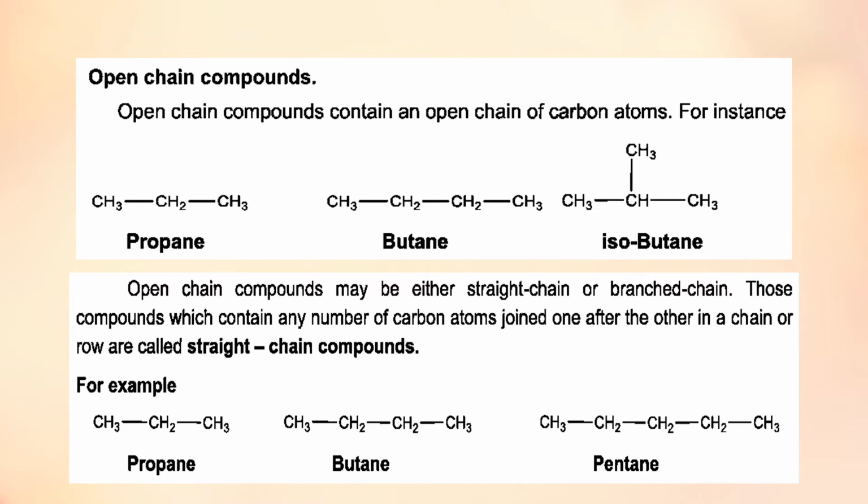These are further divided into two types. One are the branched chain compounds and second are the straight chain compounds. The compounds which contain any number of carbon atoms joined one after the other in the form of a chain, in the form of a row, are called the straight chain compounds. Here propane, butane, pentane, you can see this example here. They are the straight chain compounds.